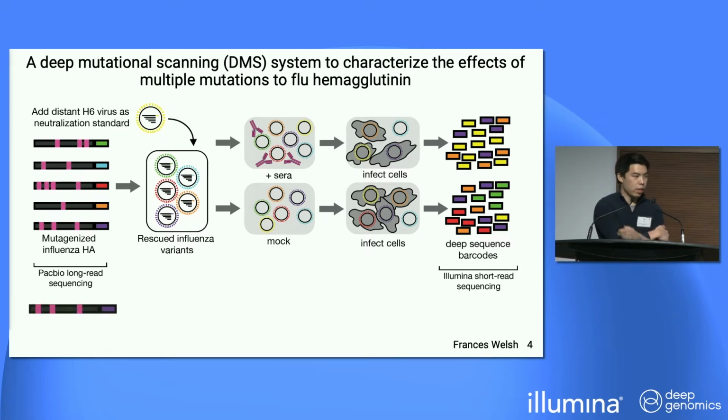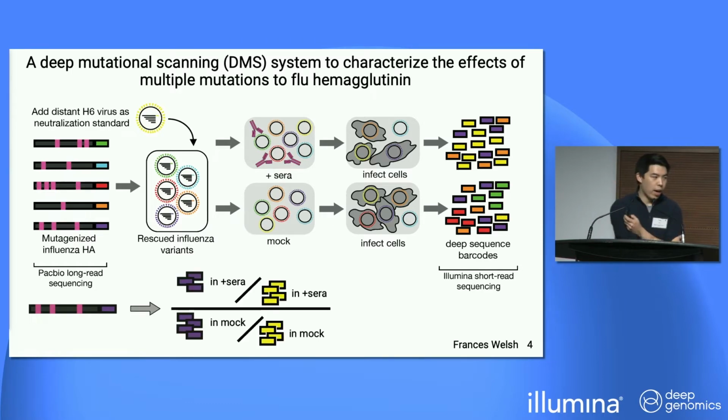And so in the very end, we end up with something like this. For each variant in our library, we have the barcode counts in the sera population and the barcode counts in the mock selection control. And we can normalize each of these counts to that H6 neutralization standard. And so then we take these normalized counts in sera and normalized counts in mock, and we can get this ratio that we're going to call the escape fraction.